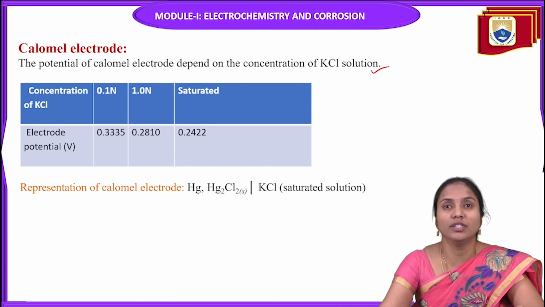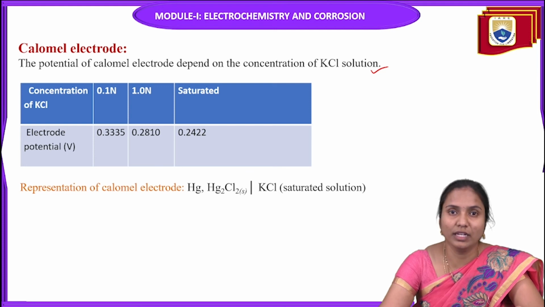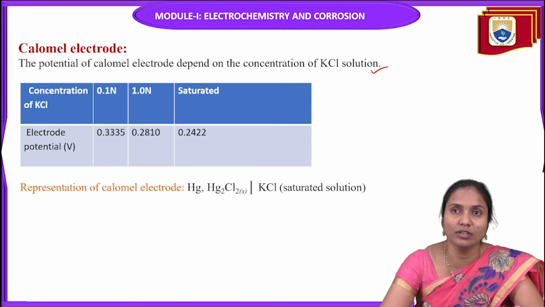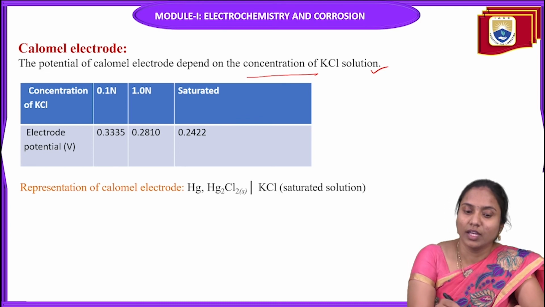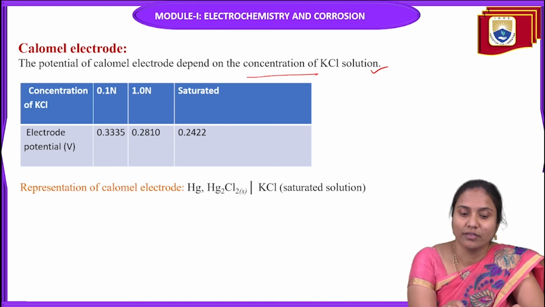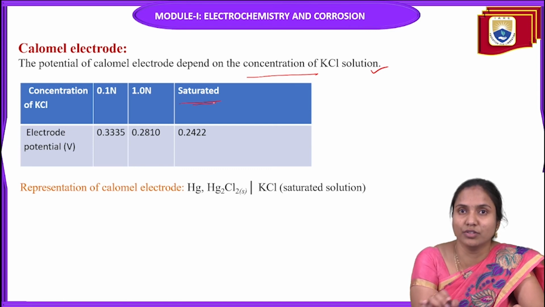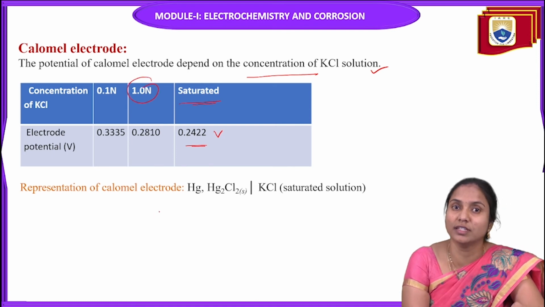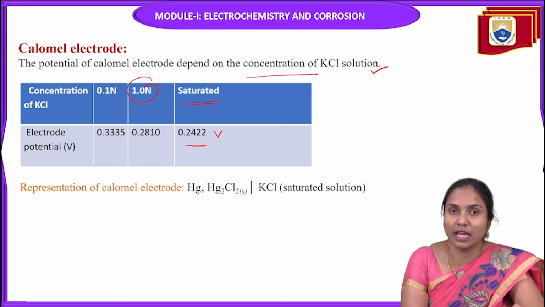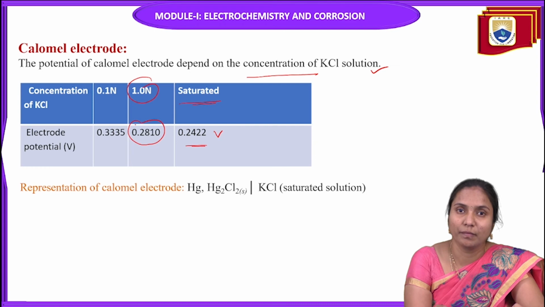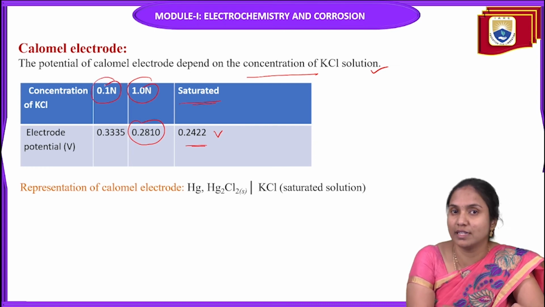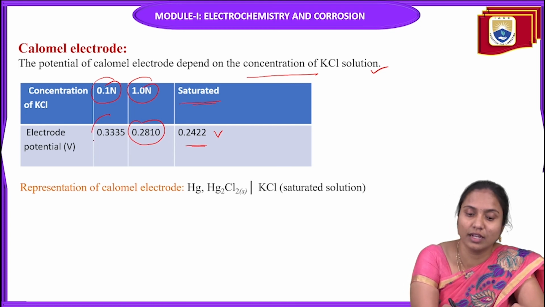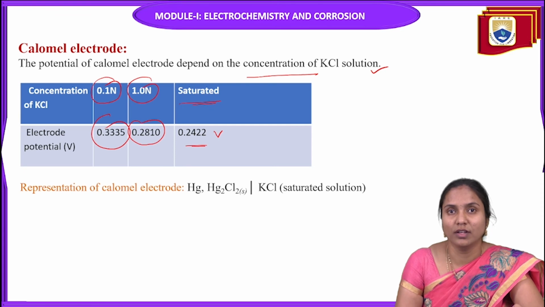So the main thing here is the potential of the Calomel electrode. The electrode potential of the Calomel electrode depends on the concentration of KCl solution. For example, if we take saturated KCl solution, what is the electrode potential of that electrode? 0.24 volts. If you take 1 normality KCl solution in this glass tube, what is the electrode potential of the Calomel electrode? 0.28 volts. If you use 0.1 normality KCl solution in this glass tube, the electrode potential is 0.33 volts.